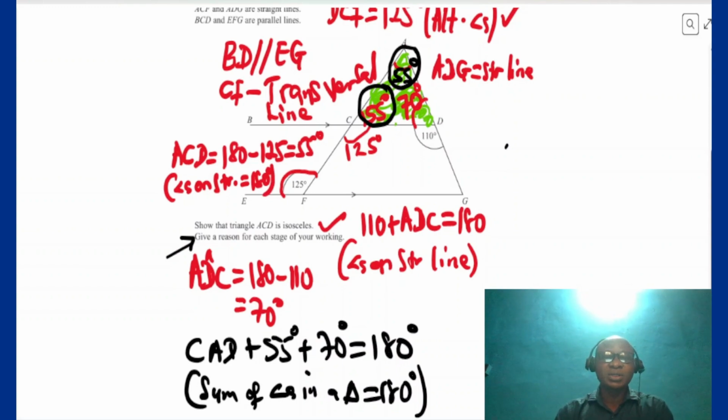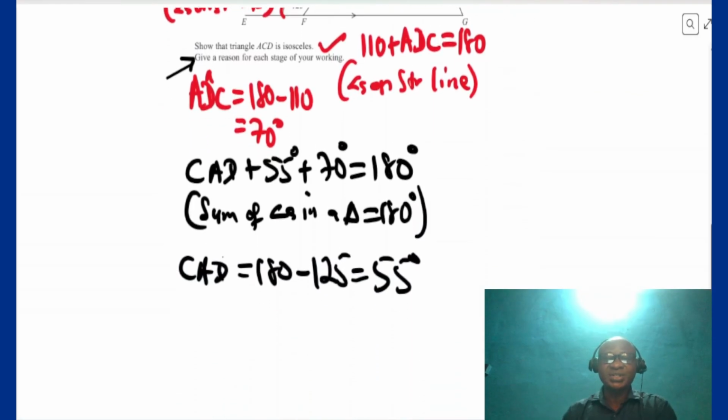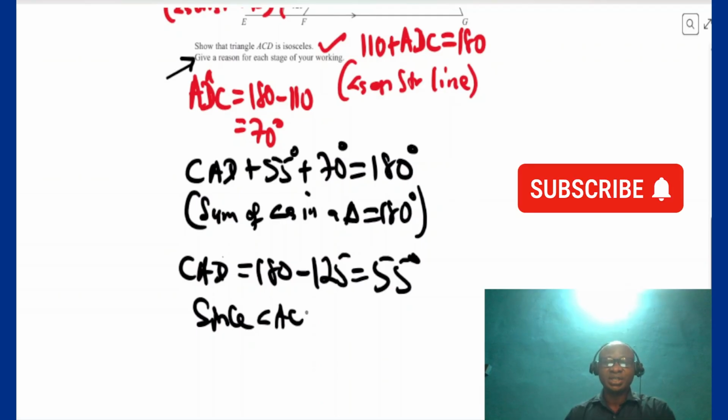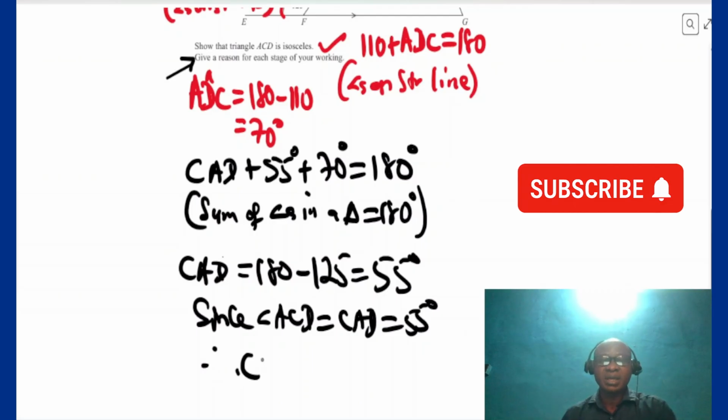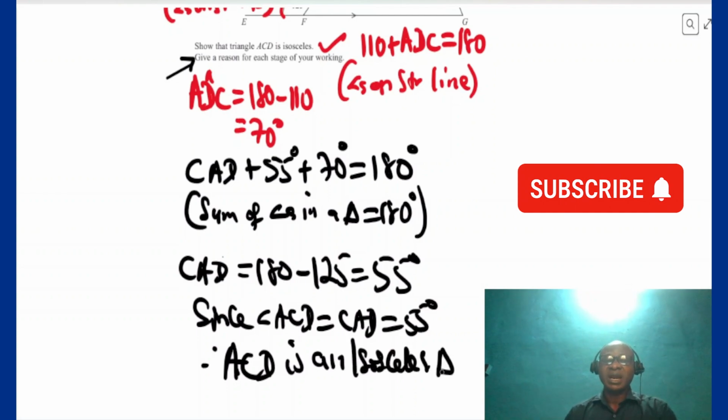Therefore, we conclude that since angle ACD is equal to angle CAD, and it is equal to 55 degrees, therefore ACD is an isosceles triangle.